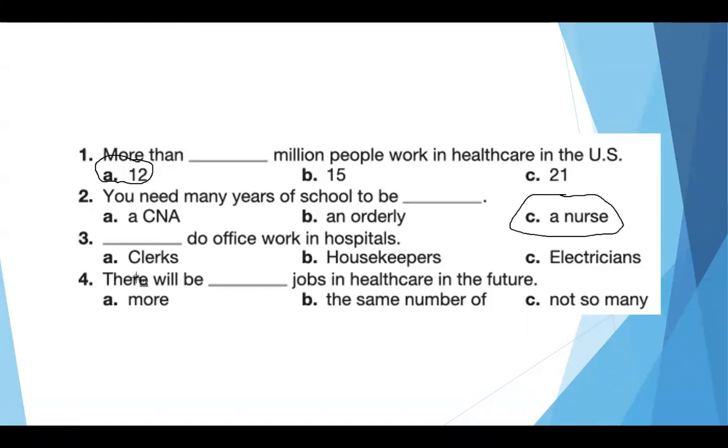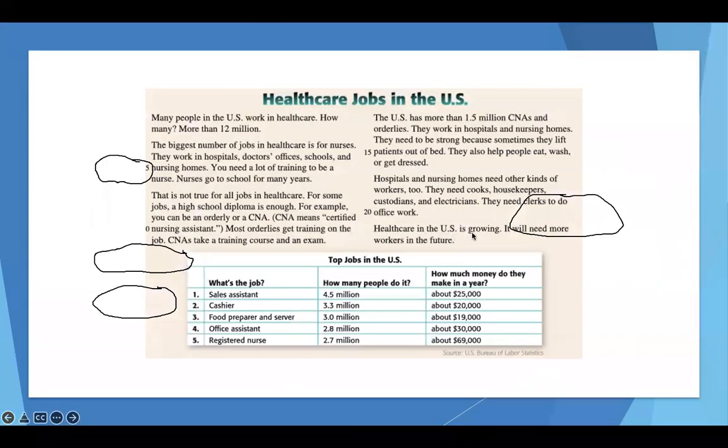Number 3, blank do office work in hospitals. Would this be A, clerks, B, housekeepers, or C, electricians? This is going to be A, clerks. 4, there will be blank jobs in healthcare in the future. Will there be more, the same number, or not so many? This is going to be A. There will be more jobs in healthcare in the future. And we can go back and look at that. Healthcare in the US is growing. It will need more workers in the future.